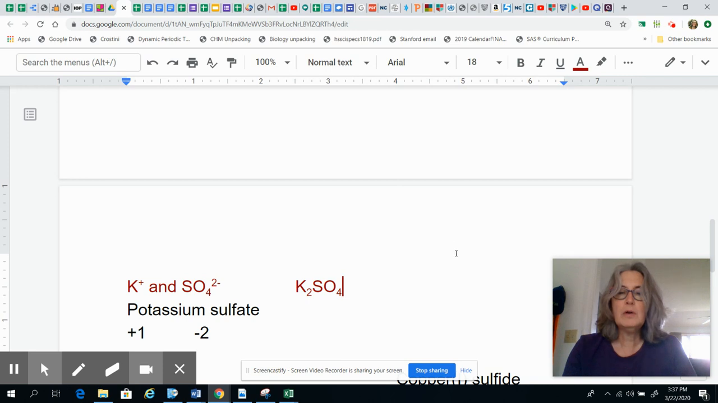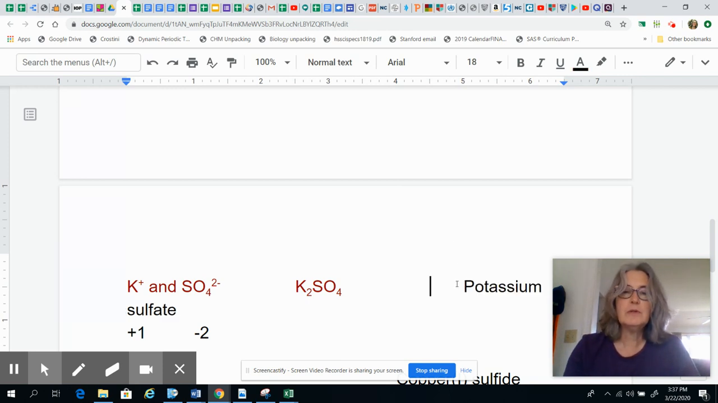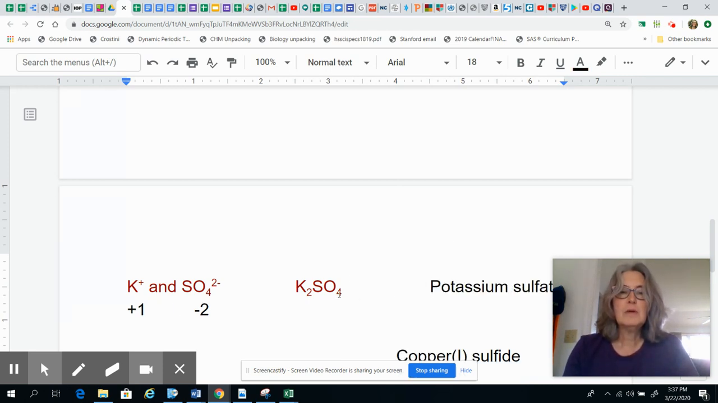So that 4 from the formula stays in there. But the charge disappears. Okay, that's a big difference. You got lots of little numbers in here, but the charge is not written in the formula for the compound. The 4, the subscript, is very important because that tells you there are 4 oxygens in that cluster.